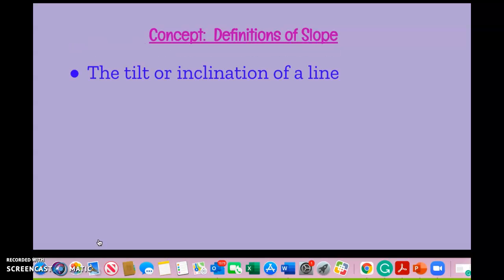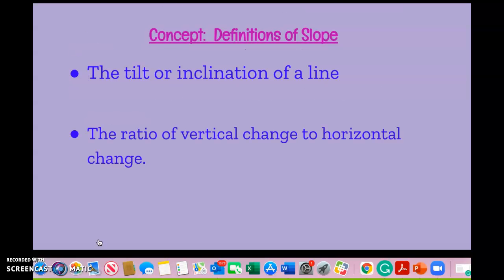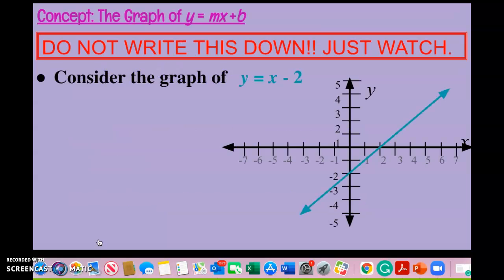Definition of slope: the tilt or inclination of a line, the ratio of vertical change to horizontal change, the change in y over the change in x. And here you don't have to write this down, just watch or follow along so you can get some understanding of what we're talking about when we talk about slope.